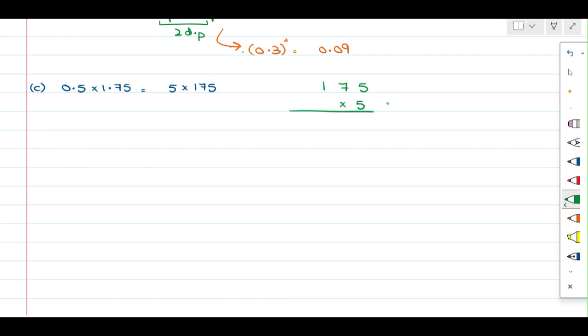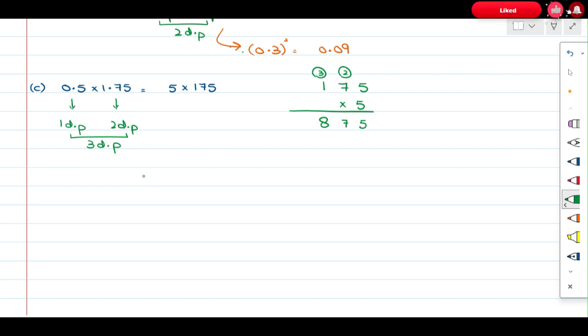Okay, 5 times 5 is 25, 2 and 5. 5 times 7 is 35, 36, 37, 3 and 7. 5 times 1 is 5, 6, 7, 8. So it's 8. Okay, so 875 is the simplest answer. Now this number has one decimal place and this number has two decimal places. So altogether the answer should be in three decimal places. 1 plus 2 is 3 decimal places.